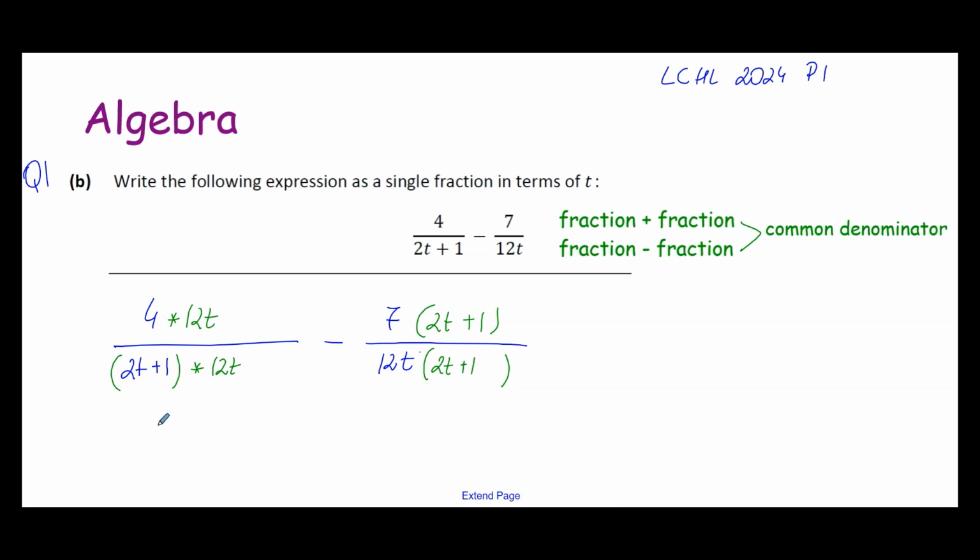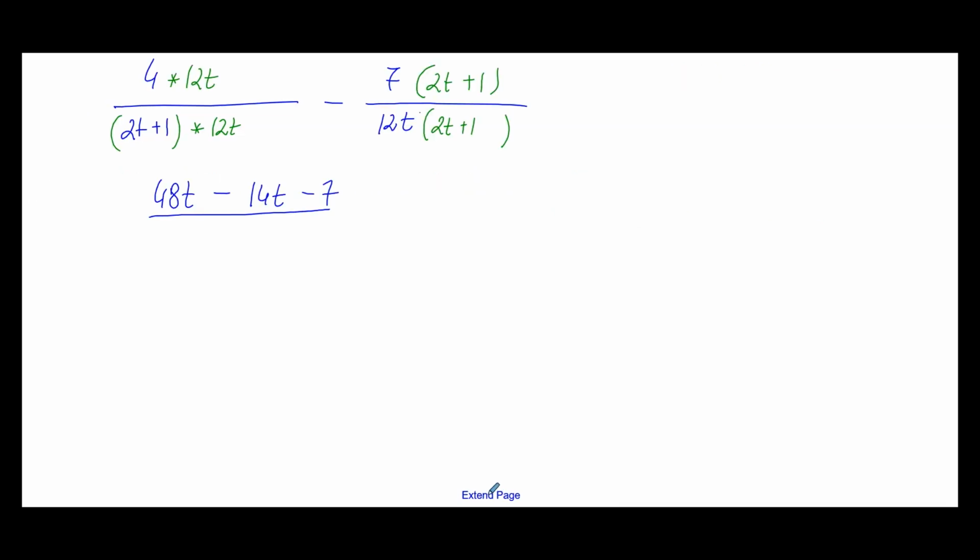So 4 by 12, that will be 48t minus, don't forget that's minus 7. So minus 7 by 2, that's minus 14t, minus 7 by 1, that will be minus 7. Now we can write that on one fraction line since we have the common denominator. And here we multiply our bracket 2t by 12t, so that will be 24t to the power of 2, and 12t by 1 will be just 12t.